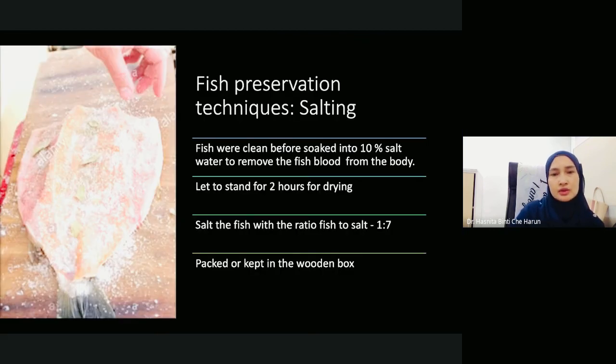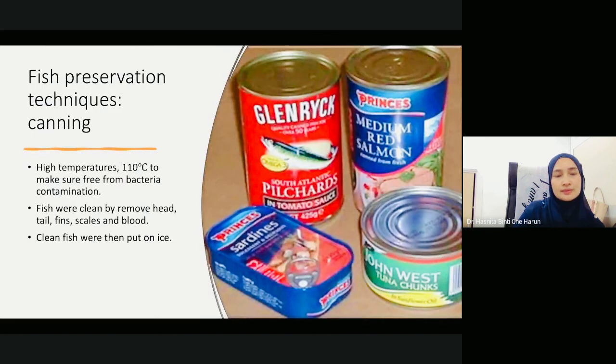Okay, this is for the salting process. You could soak the fish in 10% salt water, and this is to remove the fish blood. You just let it stand for 2 hours to completely dry the fish, and the ratio of fish to salt is about 1 to 7. You can keep it packed, or sometimes people keep it in a wooden box.